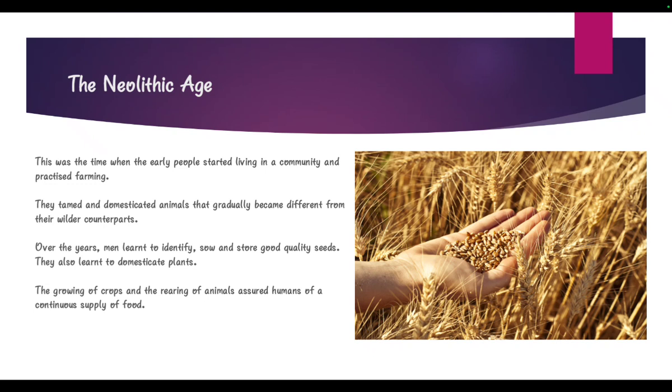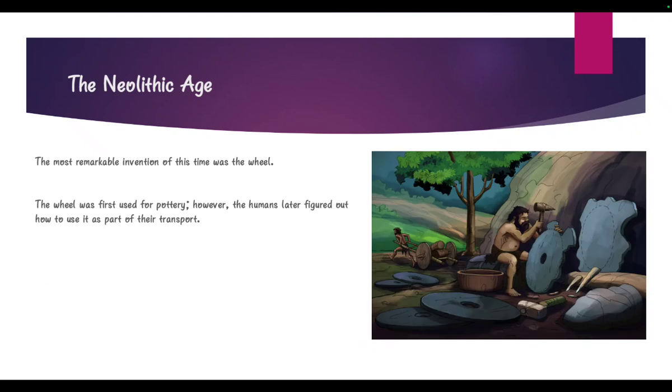They also learned to domesticate plants. The growing of crops and the rearing of animals assured humans of a continuous supply of food. The most remarkable invention of this time was the wheel. The wheel was first used for pottery. However, the humans later figured out how to use it as a part of the transport.